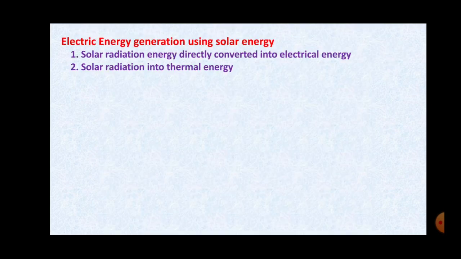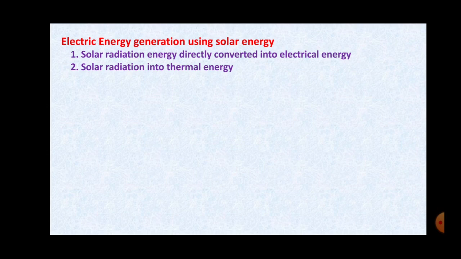Next we are going to study electric energy generation using solar energy. Now this can be done by two different methods. In the first one, the solar radiation energy is directly converted into electrical energy with the help of a special type of cells which are called solar photovoltaic cells. And in the second method, first the solar radiation is converted into thermal energy and then this thermal energy is used to generate the electricity.